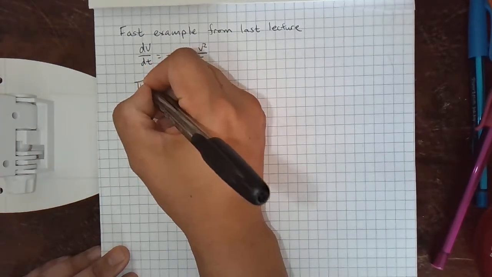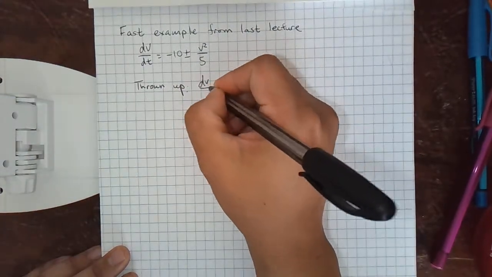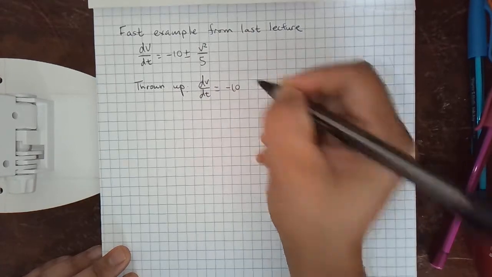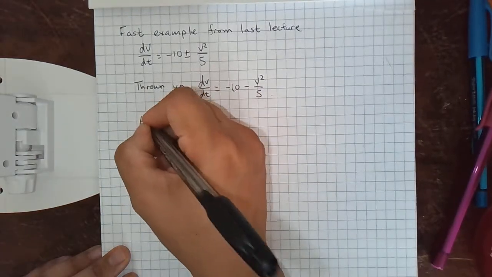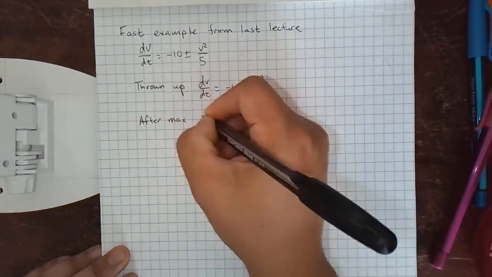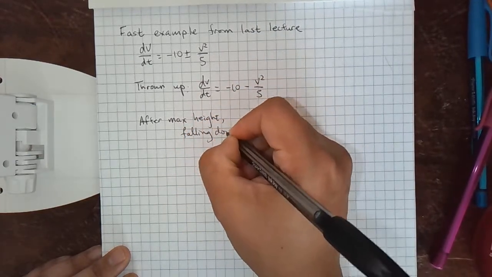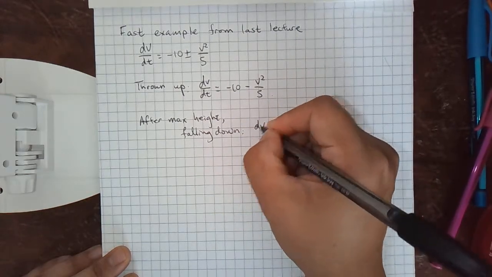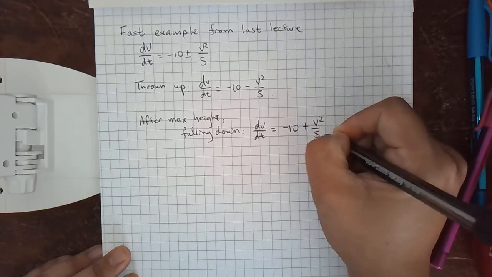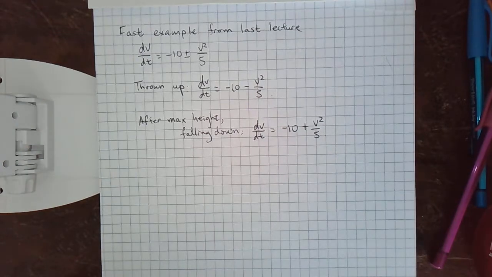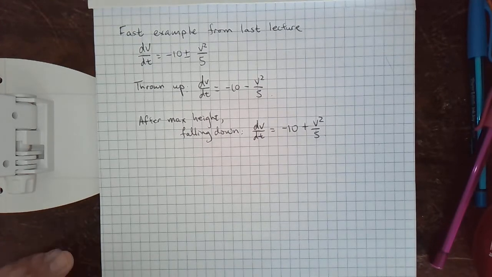So let's say the object was thrown up at the beginning. Then as it's going up, my dv/dt is going to be negative 10, and then the drag is going down, so it'll be negative. And then at some point it'll reach a max height, and after that max height, the object is going to be falling down. And so there, dv/dt will then be negative 10 plus v squared over 5. So we have two different differential equations depending on what part of the trajectory we're in.